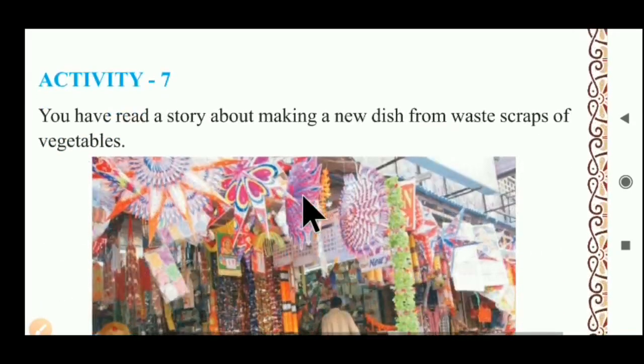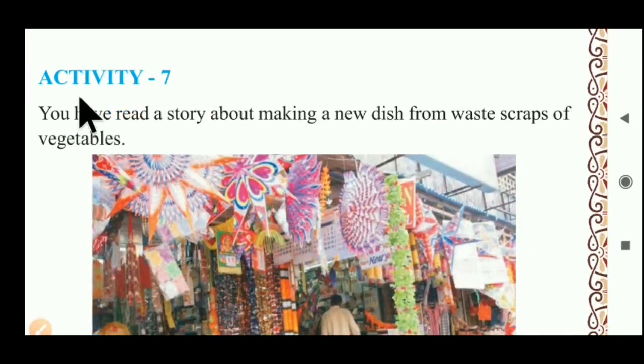Okay, now the next thing we have to understand: our activity number 6 is over. Now activity number 7 we have to study. Activity number 7: you have read a story about making a new dish from waste scraps of vegetables. You studied making a new dish from waste scraps in activity number 2 and activity number 5, A New Dish part 1 and part 2.